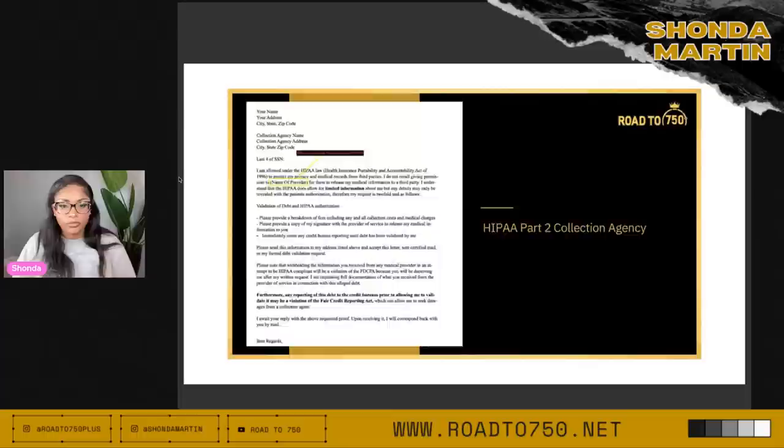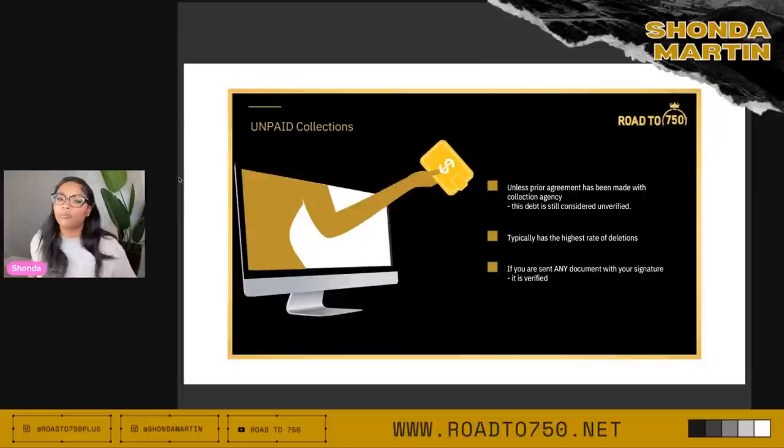All right. So now we're going to talk about unpaid collections, which is a very popular collection type. It's probably the most common collection type that you're going to see on a credit report. Most people will have collection accounts on their report that have a balance, so it's considered unpaid. By the way, these are my favorite types of collection, and in my opinion, outside of medical, the easiest type of collections to dispute.